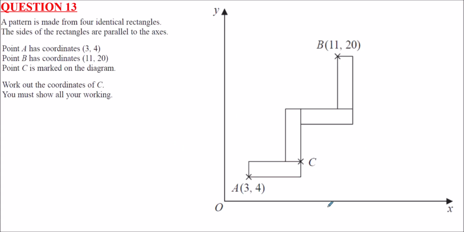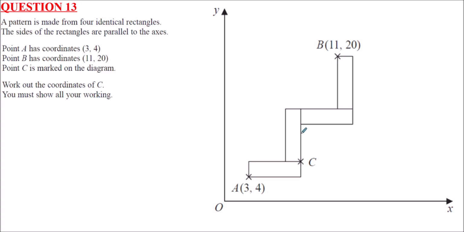Question 13. A pattern's made from 4 identical rectangles like so. The sides of the rectangles are parallel to the axes. Point A has coordinates 3, 4, which has been labelled. Point B has coordinates 11 and 20, that's been labelled as well. And point C is marked on the diagram here. We have to find the coordinates of C, showing all your working.